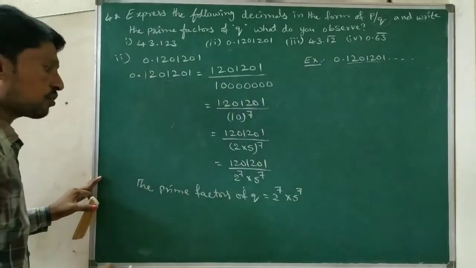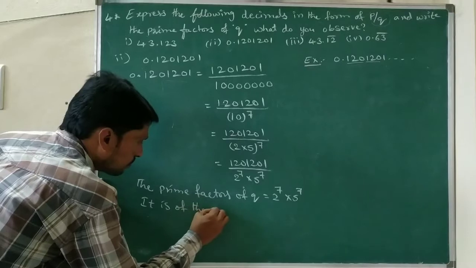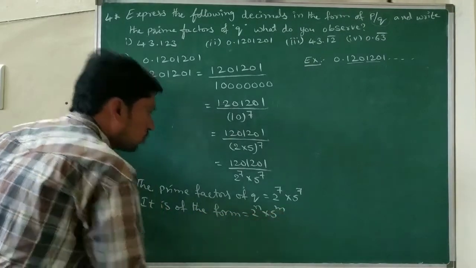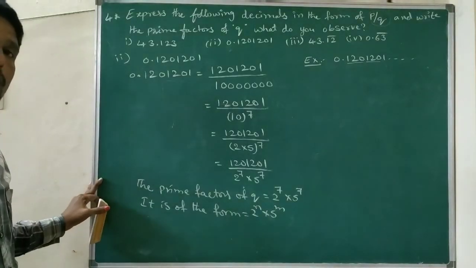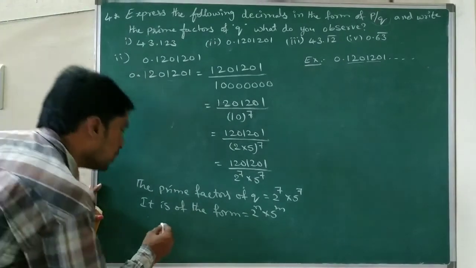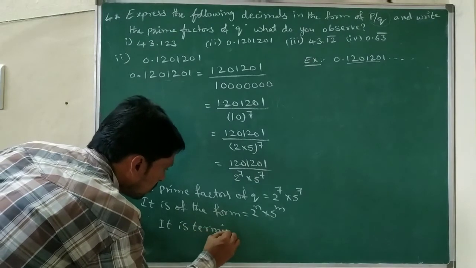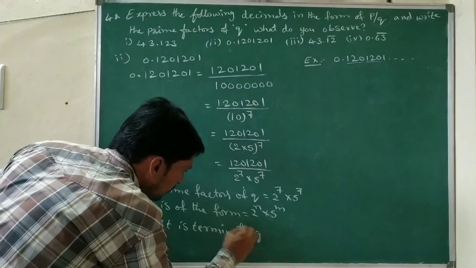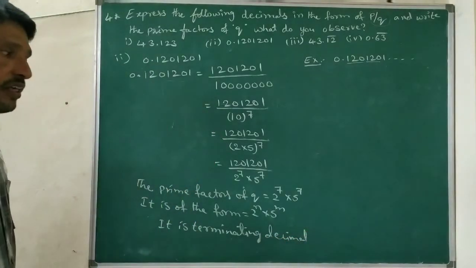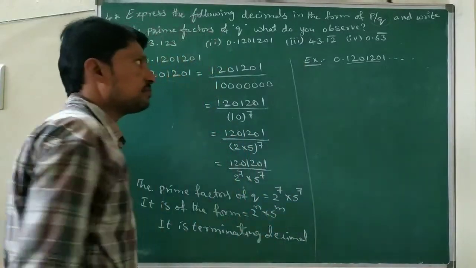So 2 power 7 into 5 power 7 means it is of the form 2 power m into 5 power n. So the given decimal expansion is terminating or non-terminating? It is a terminating decimal. Now that example I will explain.